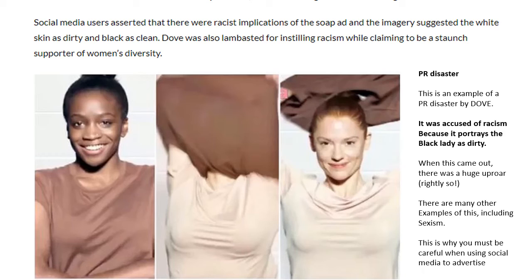There are other examples of similar things, including things like sexism, and this is why you've got to be so careful with what you're posting on social media or in advertisements. When this advert was released, it quickly got taken down because there was huge uproar, and that's rightly so. It's disgusting.